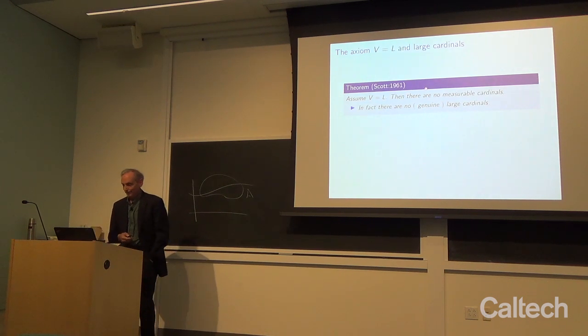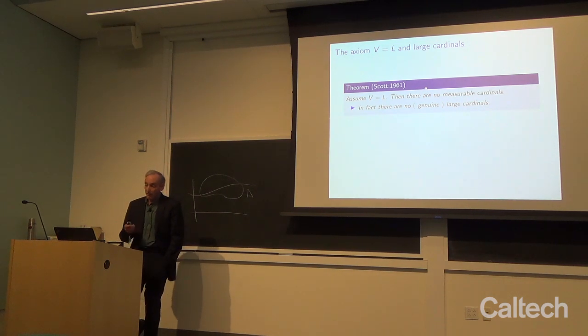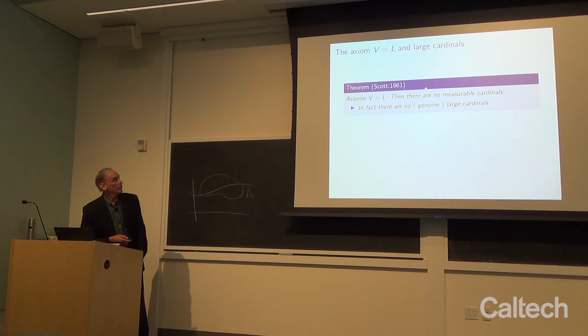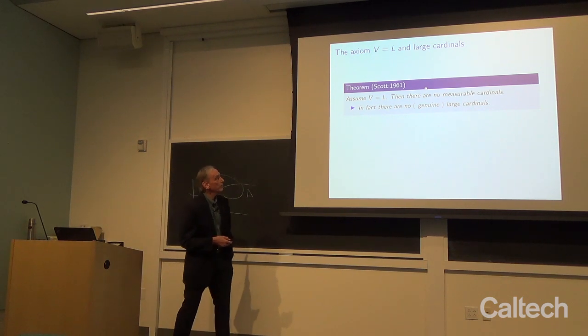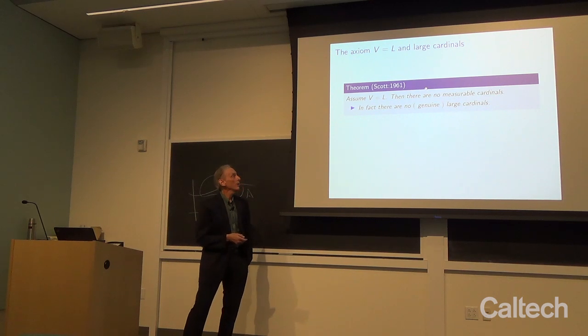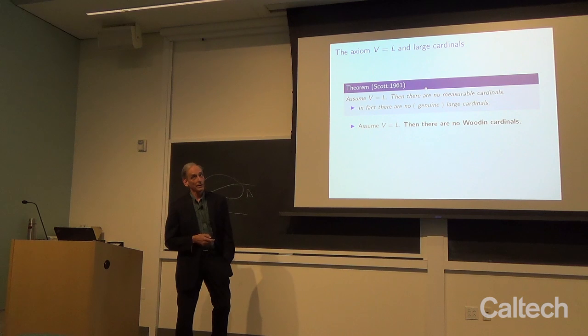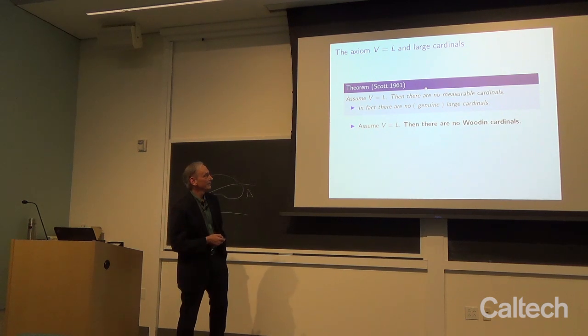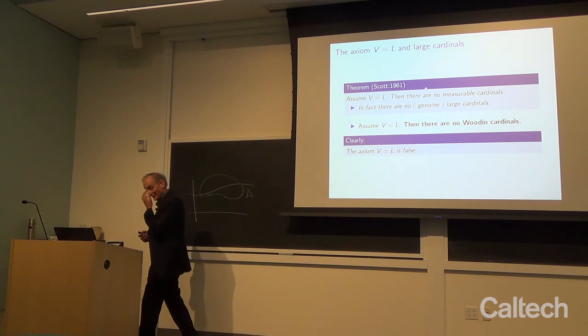There's a problem, obviously. Scott, before Cohen's work, showed that if you assume this axiom V equals L, there are no measurable cardinals. There are no large cardinals. There are no Woodin cardinals. Well, that's a little disturbing to me. So the axiom V equals L is false.